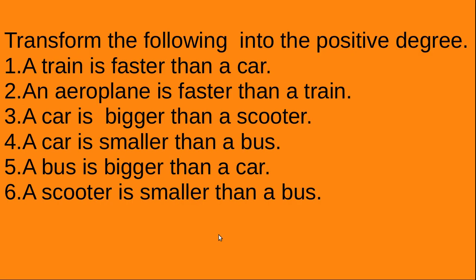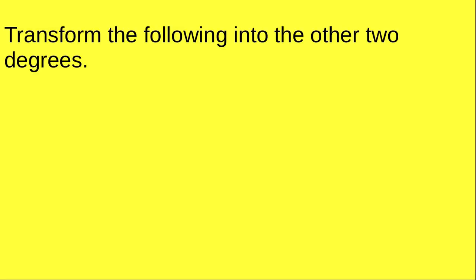A train is faster than a car. An aeroplane is faster than a train. A car is bigger than a scooter. A car is smaller than a bus. A bus is bigger than a car. A scooter is smaller than a bus. You have to try to transform these into positive degree. Okay, take your time and write it.